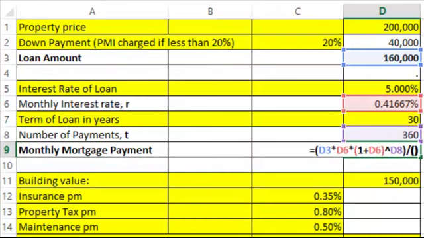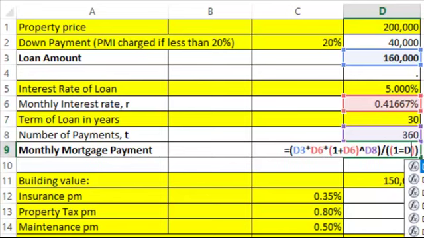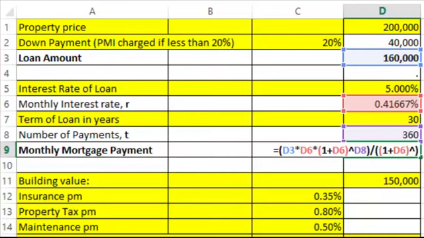And then divide by, and now we need to open parentheses for the bottom of the fraction, and inside here we have 1 plus the rate, so that's 1 plus D6, okay, and then to the power of T, which is the number of payments, which is D8, okay, and then we subtract 1, okay, so that should give us our $858, right?